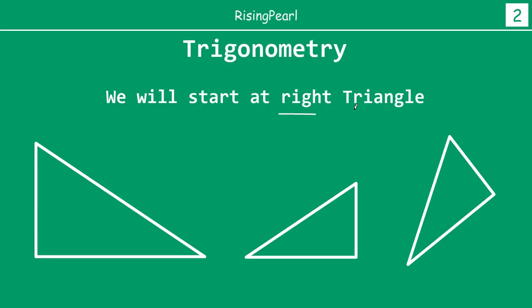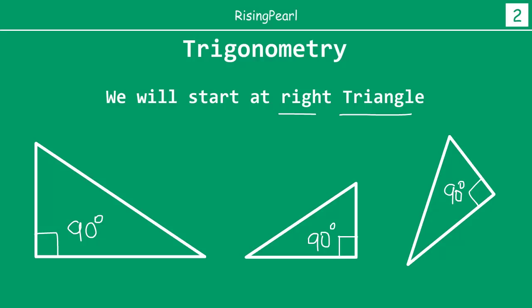A right triangle is nothing but a triangle that has one angle of 90 degrees. So in this triangle, one angle is 90 degrees. Here this angle is 90 degrees. Here this angle is 90 degrees. In this particular triangle, this angle is 90 degrees. So as long as I have one angle in my triangle equal to 90 degrees, that is what is called a right triangle.